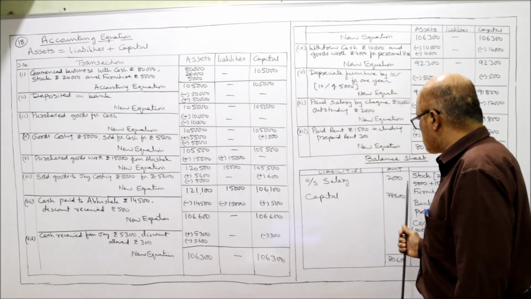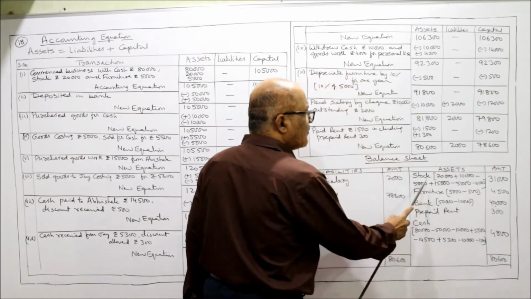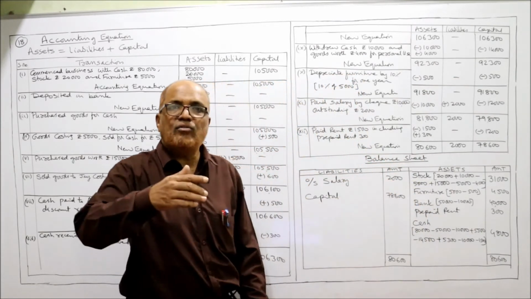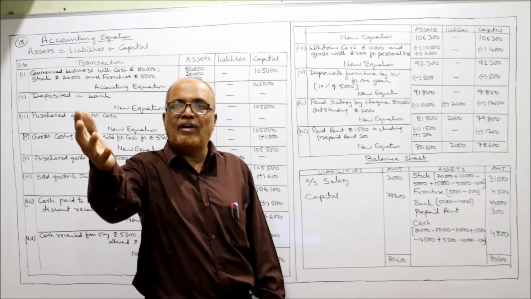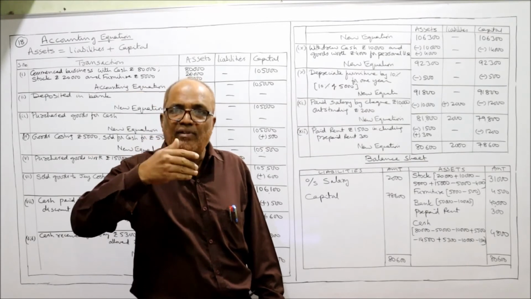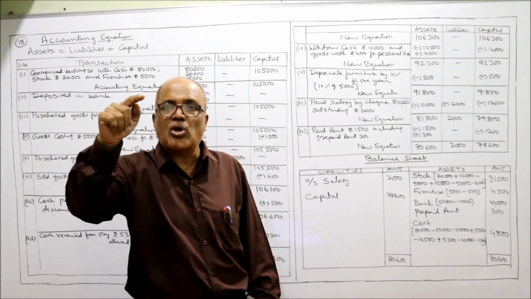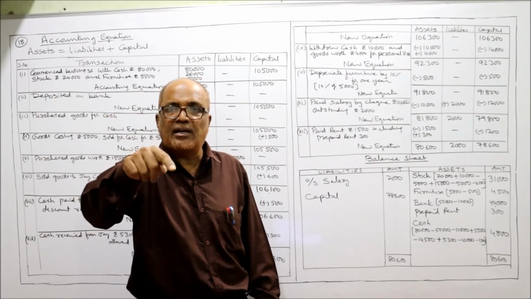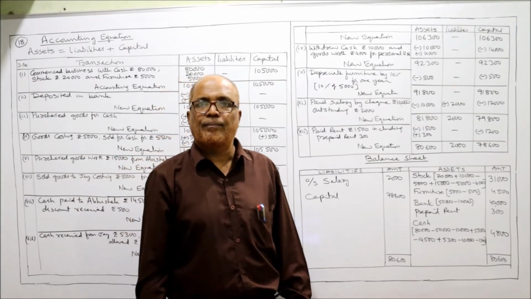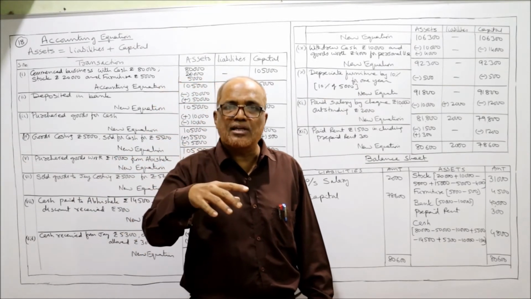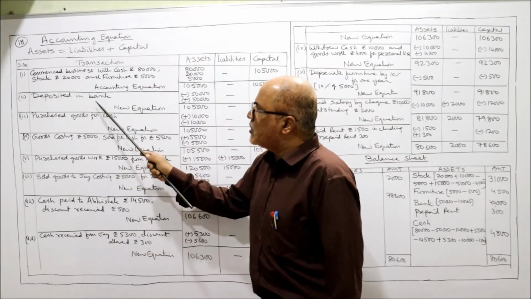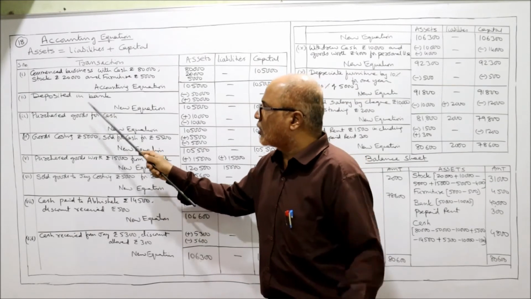So here I have taken stock. See here. Stock I have taken 20,000. Now I have to take the movement of stock. When we purchase the goods, stock will increase. When we sell the goods, stock will decrease. When goods are taken for personal use by the owner, stock will decrease. So as goods are purchased, the stock will increase. Now see here, deposited in bank, no effect on stock.